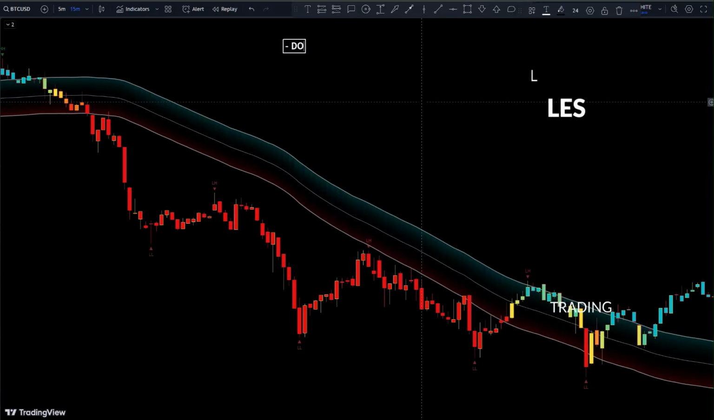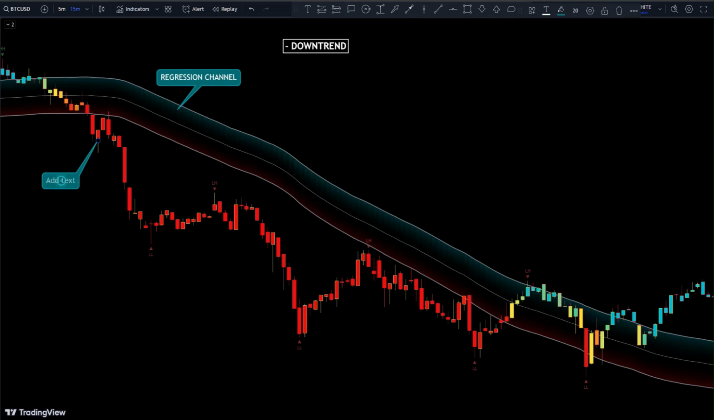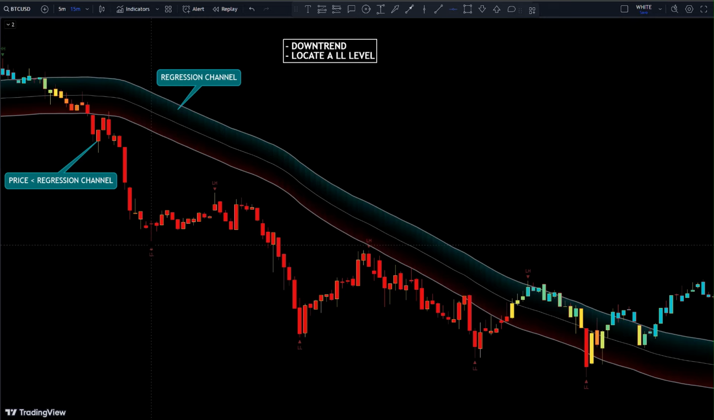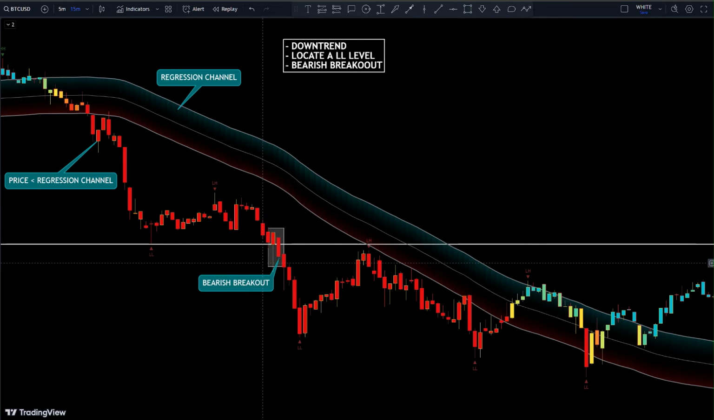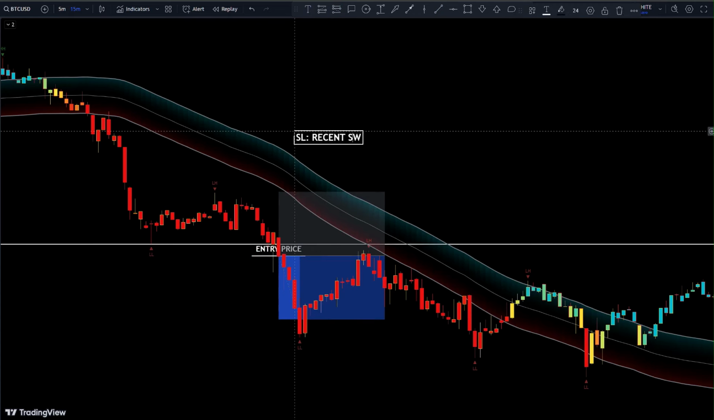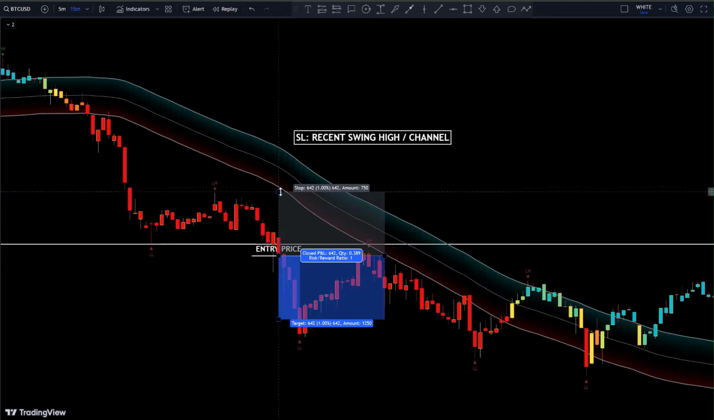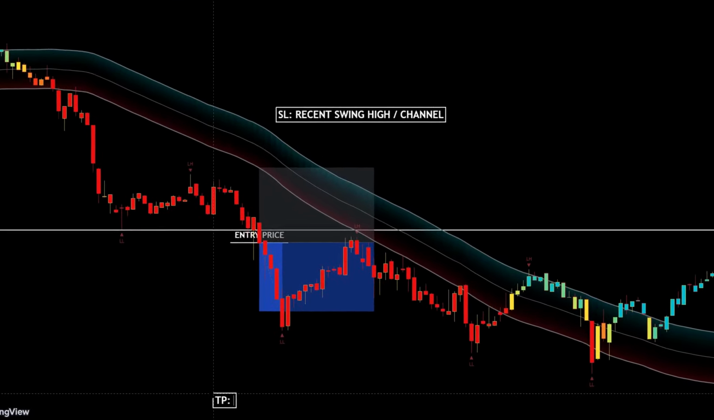And for a sell trade, we look for the opposite. We want to see price below the channel, a lower low and a break below a horizontal line drawn at the lower low. This signals a bearish breakout and we can enter a sell position. Our stop loss would be above the recent swing high or one of the channel bands, and our take profit would be a 1 to 1.5 risk to reward ratio.